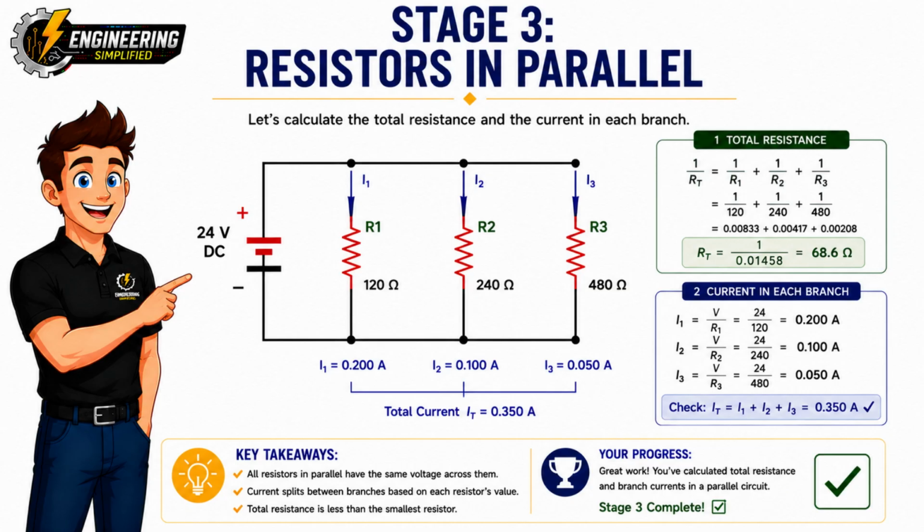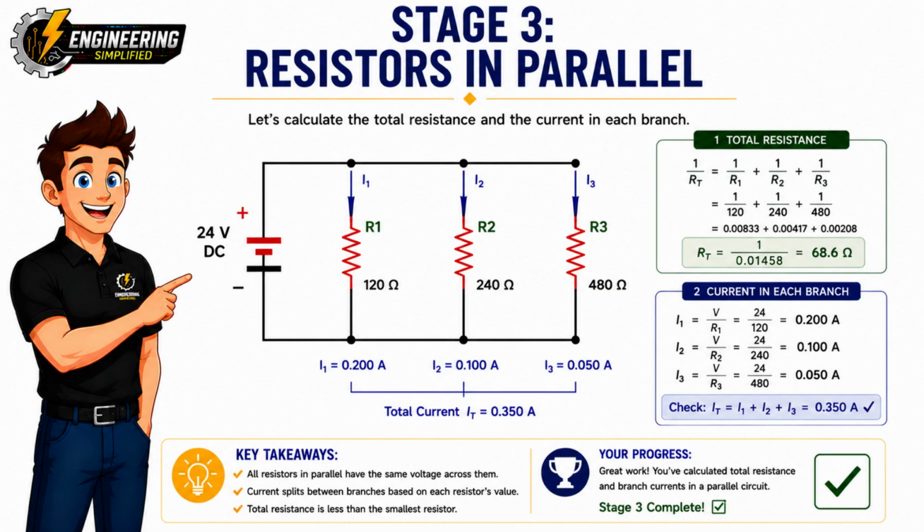Now let's calculate the current flowing through each branch. Because every resistor has 24 volts across it, we can simply use Ohm's law for each branch individually. For R1, the current is 24 divided by 120, giving 0.200 amps. For R2, it's 24 divided by 240, giving 0.100 amps. And for R3, it's 24 divided by 480, giving 0.050 amps. Finally, we verify our answer by adding all three branch currents together.